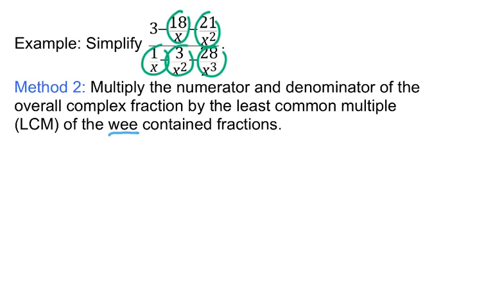Oops, excuse me, got a little problem here. There we go. Now, what we do is we look for the least common multiple of the wee fractions. Looking at the denominators of them, I have x's and x squareds and x cubes. The least common multiple of all the denominators would be x cubed.